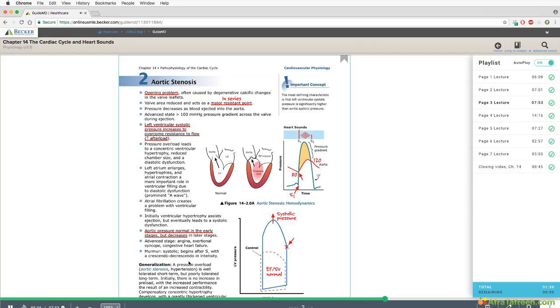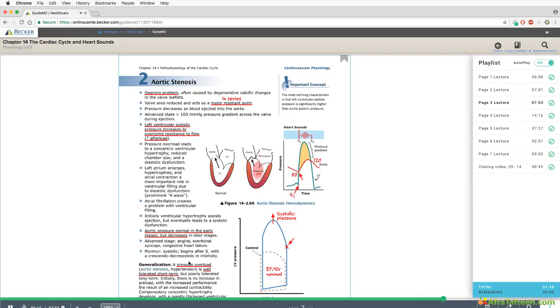Now we have a generalization at the bottom of the page here, and this is important to remember. The generalization is, and this applies to aortic stenosis and hypertension, a pressure overload on the ventricle is generally well tolerated short term, but poorly tolerated long term. Remember I said earlier, a pressure overload on the ventricle is very threatening long term. Now initially, there's no increase in preload. You get an increased performance as a result of increased contractility.